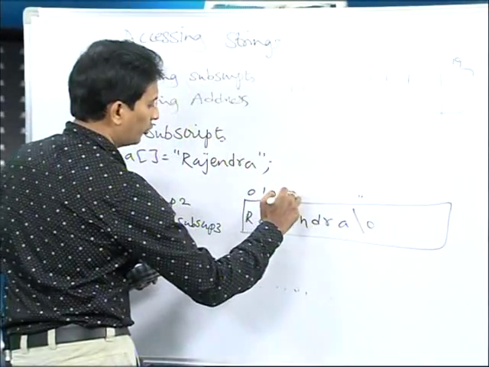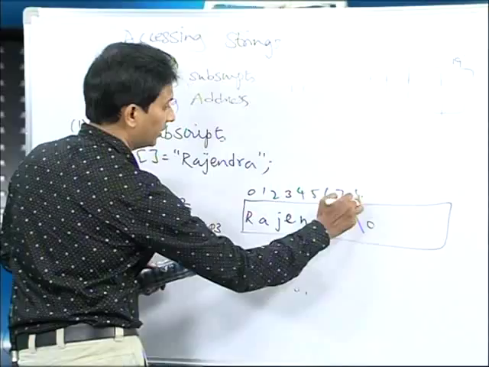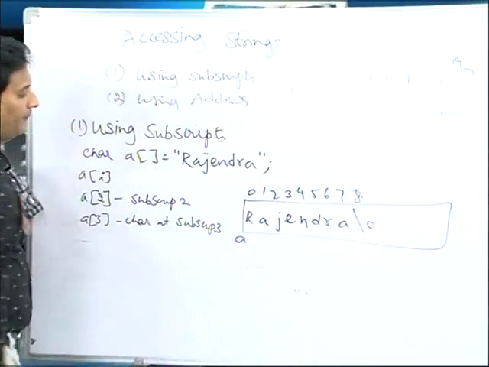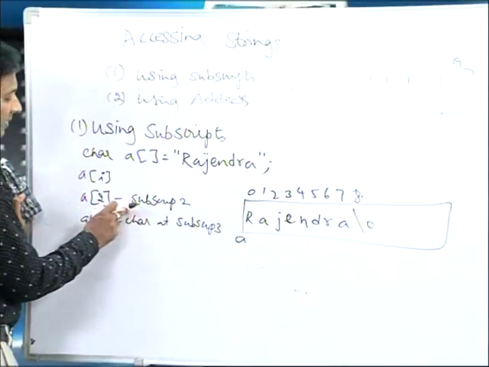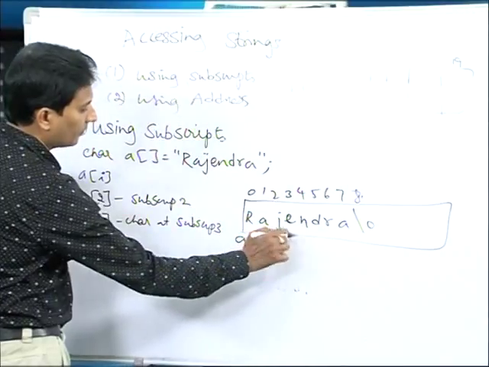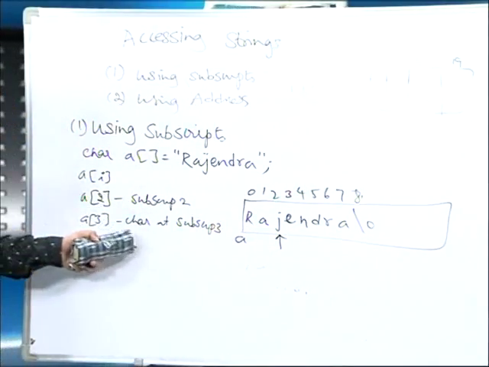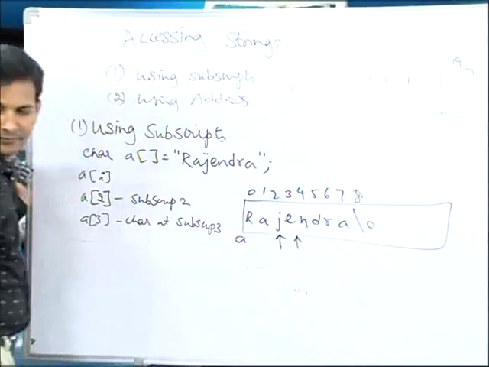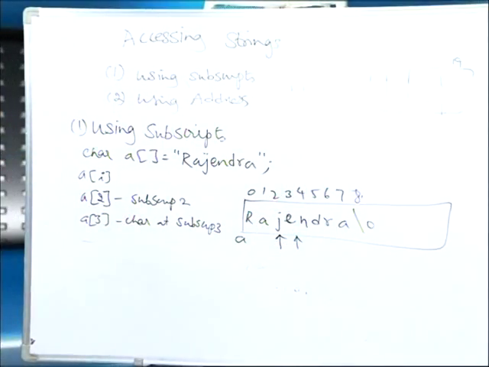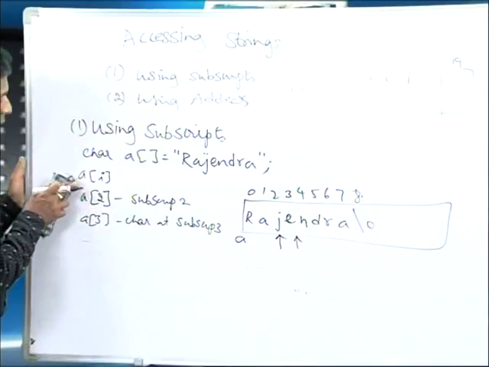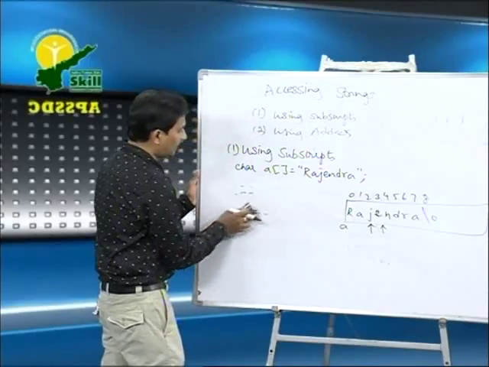Example: 0, 1, 2, 3, 4, 5, 6, 7, 8. Here the name of the string is A. A of 2 means the character at subscript 2, that is J. A of 3 is the character at subscript 3, that is E. Okay. Next, this is by using the subscript.